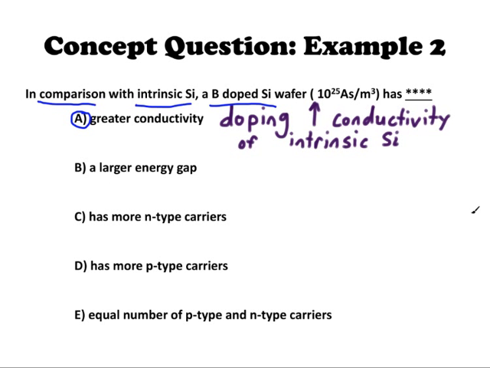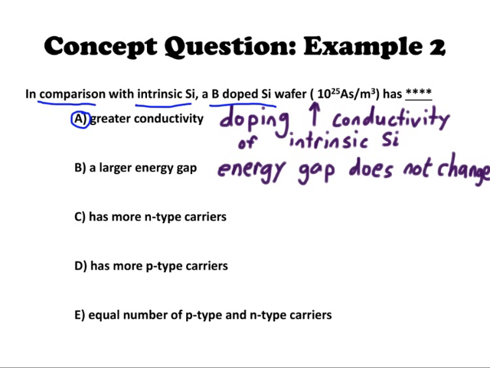Option B, a larger energy gap, is an incorrect answer because the energy gap does not change with respect to the concentration of impurity atoms or with temperature. The energy gap is dependent upon the host element of the semiconductor, which in this case is the same. The host element is silicon for the intrinsic and for the doped wafer.